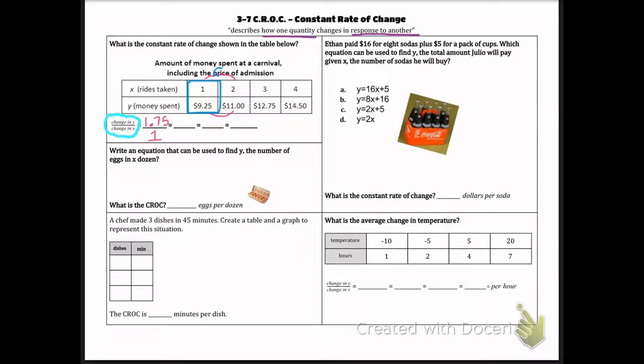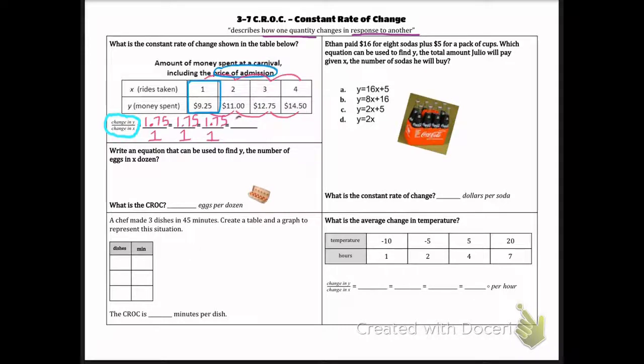That's because there must have been some one-time price of admission, and then your rides, or maybe the tickets that you purchase for the rides, are in addition to that admission cost. So our first change in y was $1.75, and x changed by 1 at that same time. The next change in y went from $11 to $12.75. That's again a change of $1.75. At that same time, x went from 2 to 3, a change of 1. Then y went from $12.75 to $14.50. That's another change of $1.75. At that same time, x went from 3 to 4, which is a change of 1.